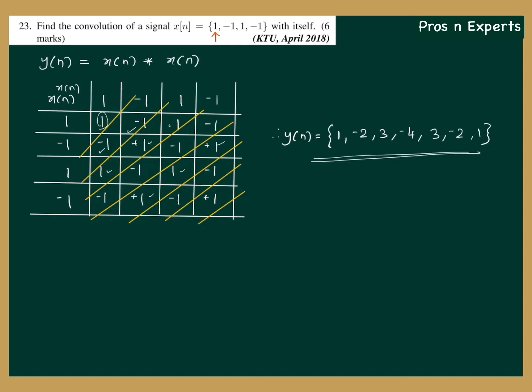And which will be the sample at n equal to 0? It will obviously be the first one, because x of n starts at n equal to 0. Again, x of n also starts at n equal to 0. So x of n convolution x of n should also start at n equal to 0. So this is the final answer.